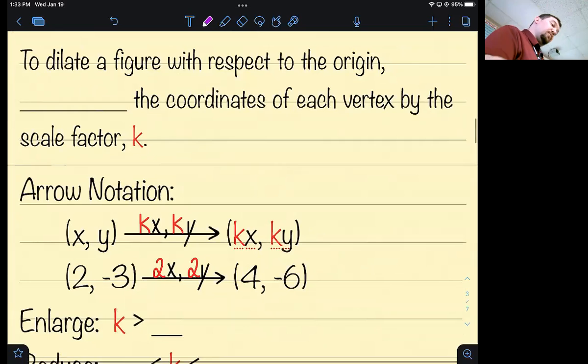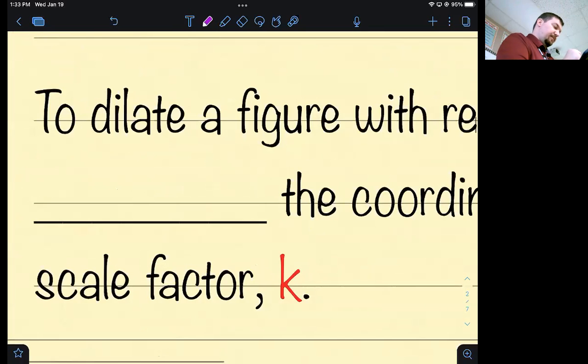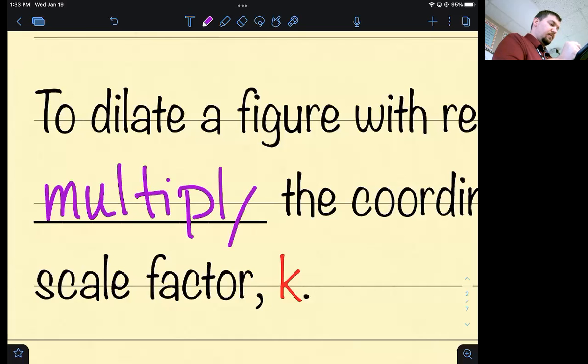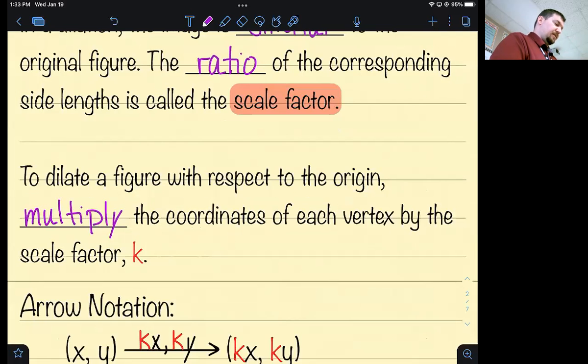To dilate a figure with respect to the origin, multiply, not divide. Multiply the coordinates of each vertex by the scale factor. We're going to call it K.